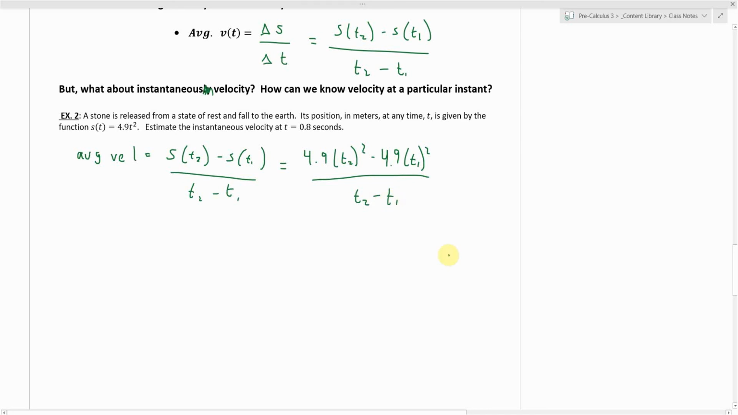Okay, we want to know what the instantaneous velocity is at 0.8. And so here's the idea. We can't find average rate of change with a single time. So what we're going to say is, well, at 0.8 seconds, his instantaneous velocity was probably very close to whatever his average velocity was over the following tenth of a second, say. Okay, and so what we can do is find average velocity from 0.8 seconds to 0.9 seconds.